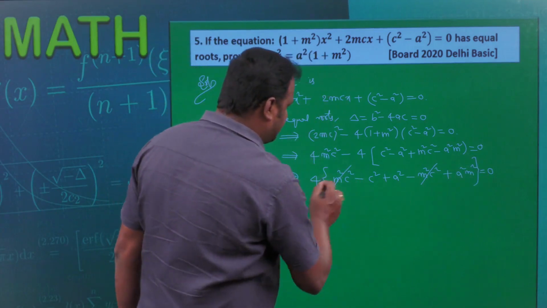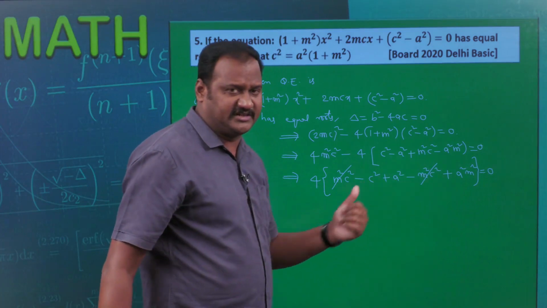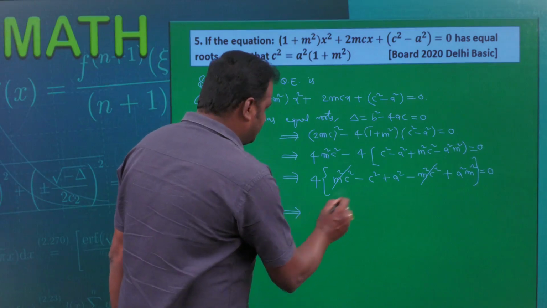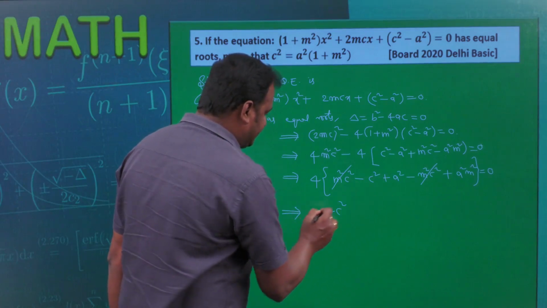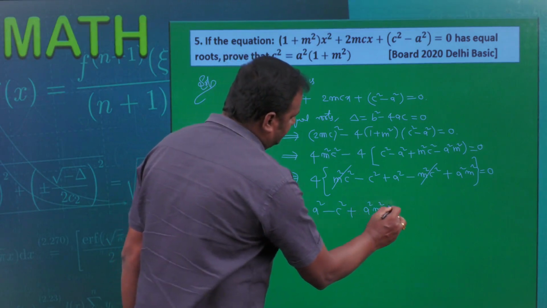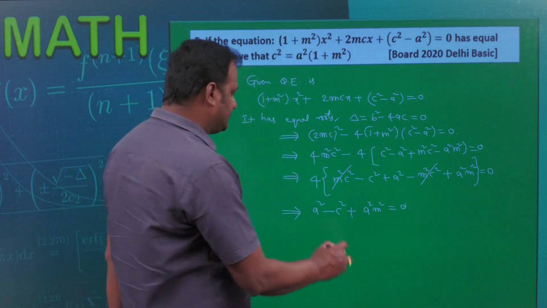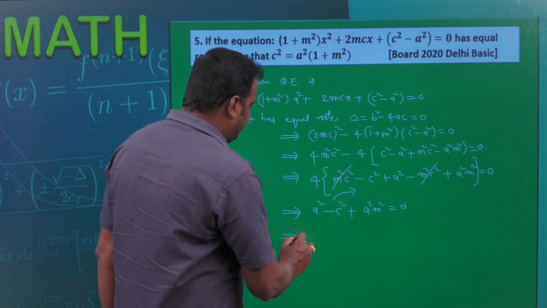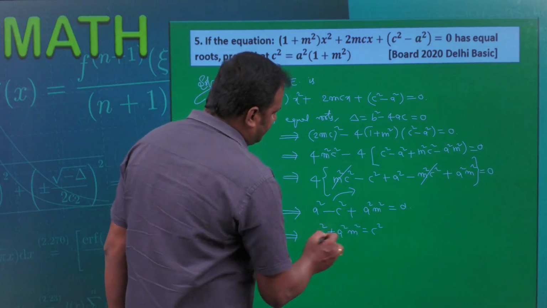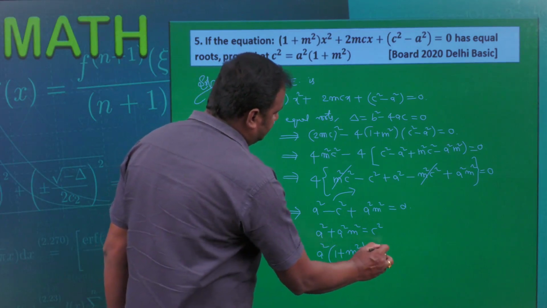See here, the product of 2 terms equal to 0 means 4 into this entire term equal to 0. Then either the first term equal to 0 or the second term equal to 0. But 4 cannot be 0. Then this term is only 0. That is going to be, here it is minus c square plus a square. So a square minus c square plus a square m square is equal to 0. You are going to prove that c square is equal to, so transpose minus c square towards the right hand side. Then on the left hand side you have a square plus a square m square is equal to c square. From both the 2 terms you can take a square common, remaining 1 plus m square is equal to c square.